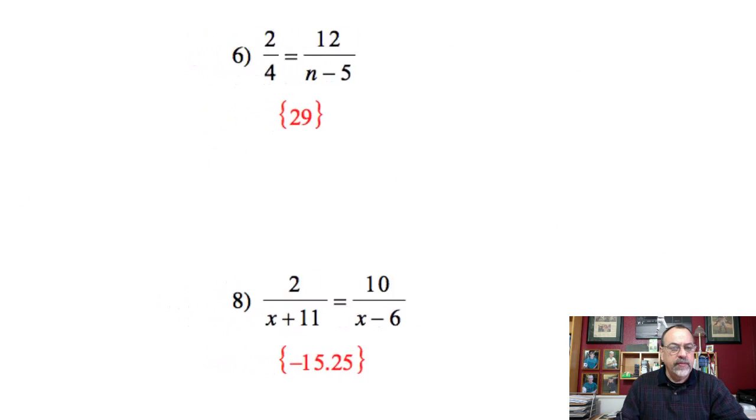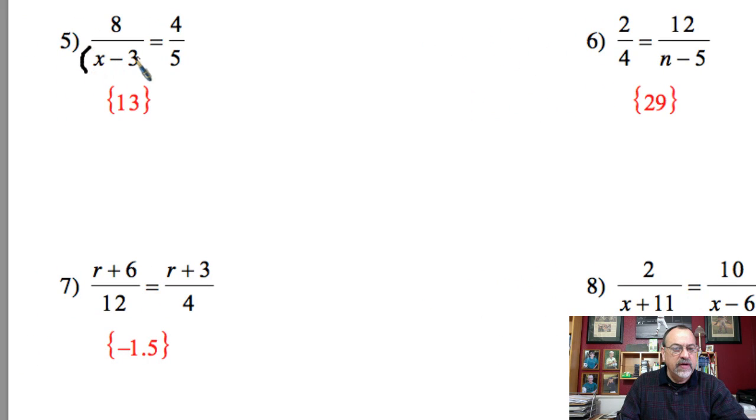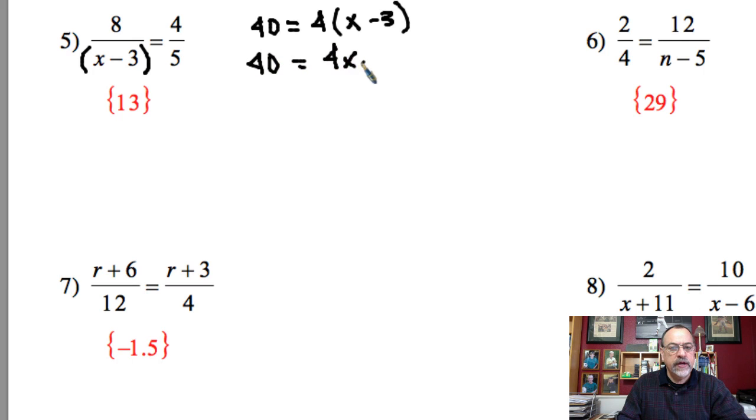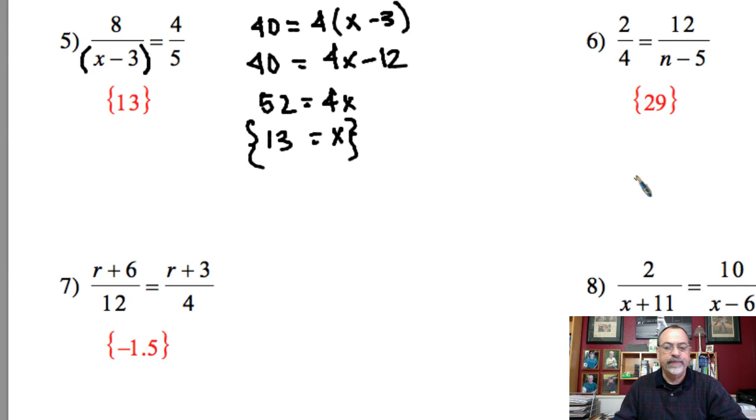For number 5 here, I see this addition or minus sign in the denominator, so I'm going to put a parenthesis around that to remind me. So the 8 times the 5 is 40, and that's going to equal the 4 times the x minus 3. So we'll go ahead and distribute. It's 4x minus 12. We'll add 12 to both sides. And so 4 is going to go into that 13 times, so I have a value of 13.